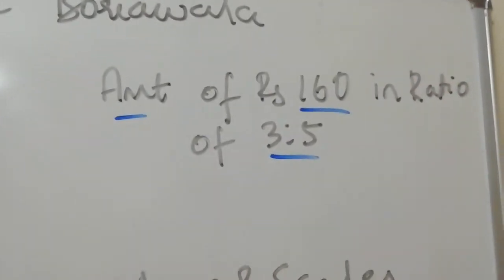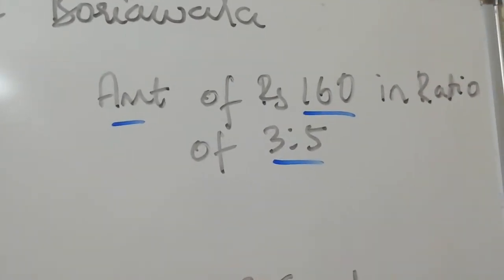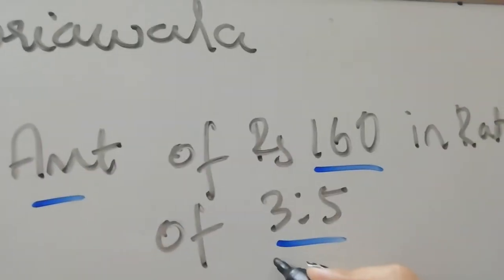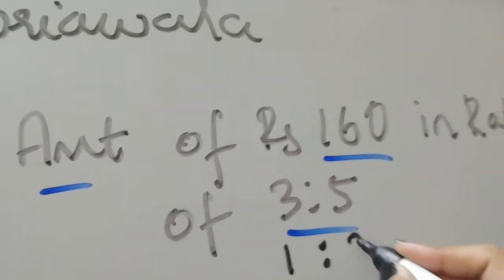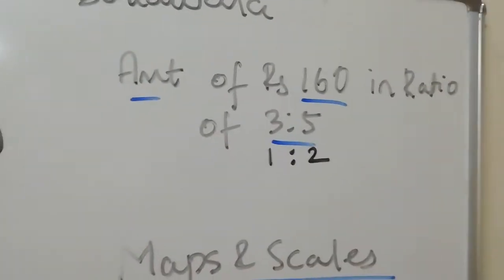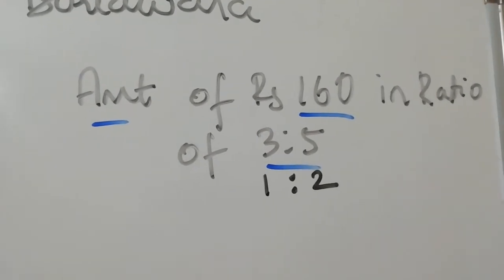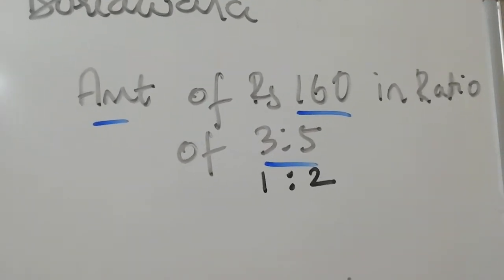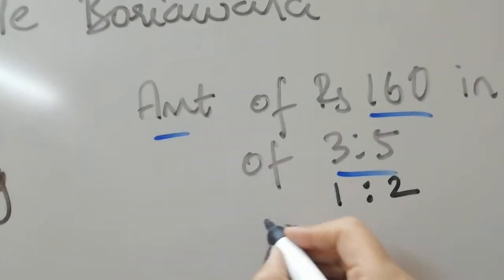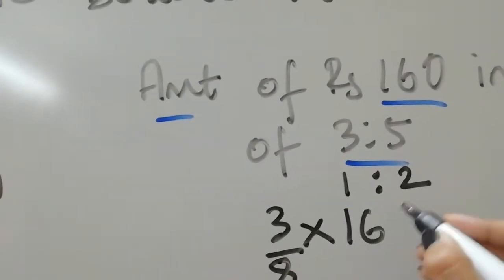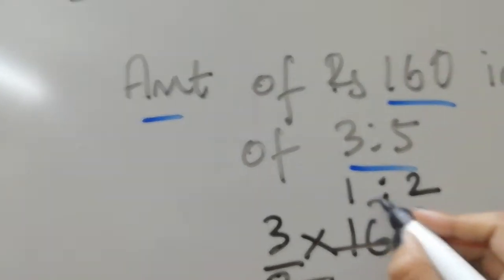Amount of 160 to be distributed among two friends in the ratio of 3:8. Meaning this is the first friend and this is the second friend. Okay, so what is the ratio for the first friend? It is 3. And for the second friend, it is 5. So what will be the proportion for the first friend? 3/8 times 160, because this amount has been distributed in this proportion.